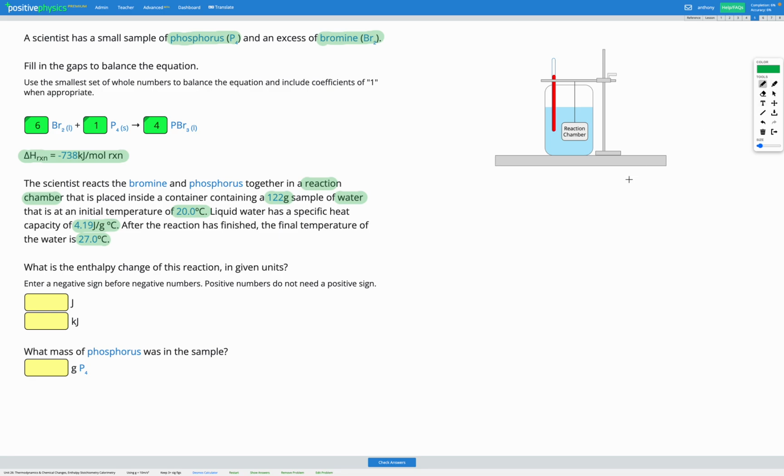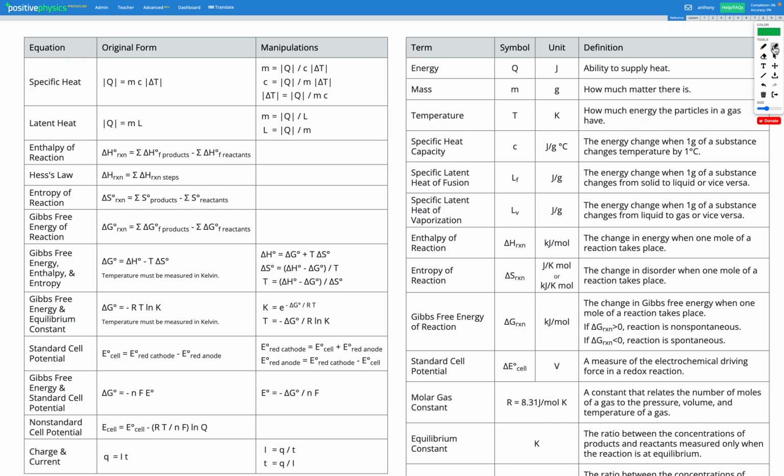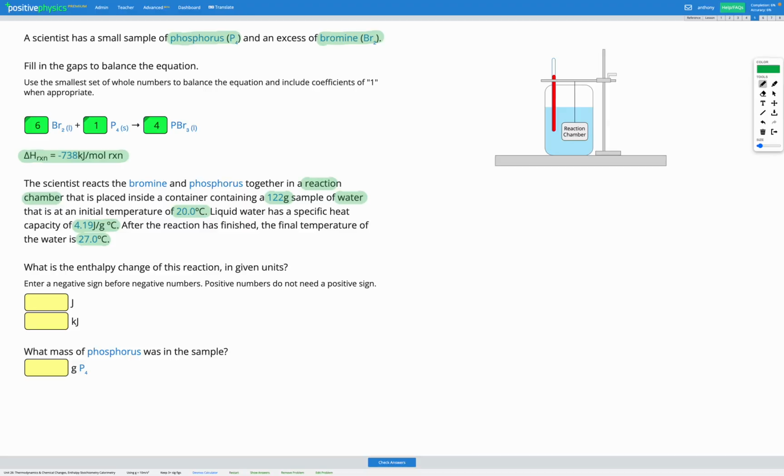So let's start out by finding the equation for the enthalpy change based on the change in the temperature of water. That's going to be the specific heat equation, Q equals mc delta T. So to find the change in energy, we need to use the mass, the specific heat capacity, and the change in temperature.